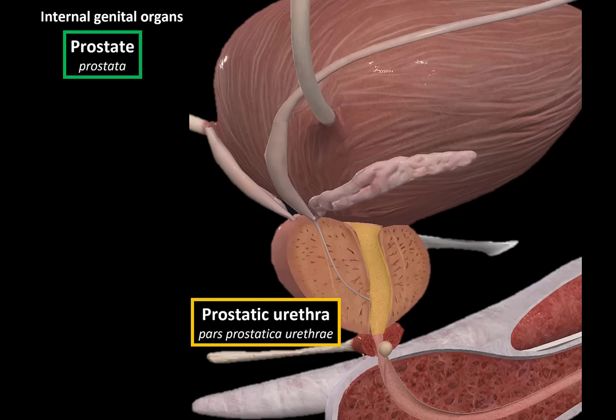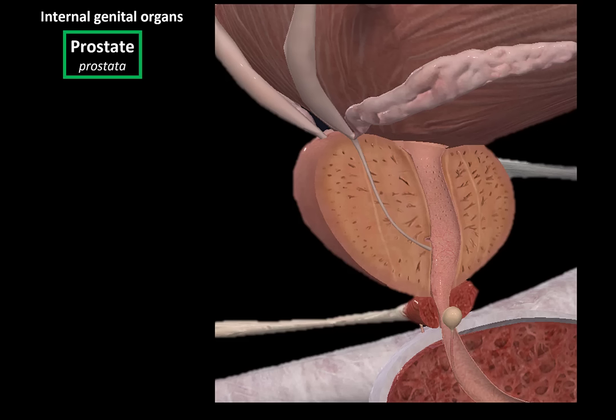All right, let's zoom in a little bit. Now, the prostate is divided into zones, histological zones, not anatomical. But I want to mention them anyway, because the prostate is built differently across the inner surface of it. So the outer part of the prostate, we've got the peripheral zone.